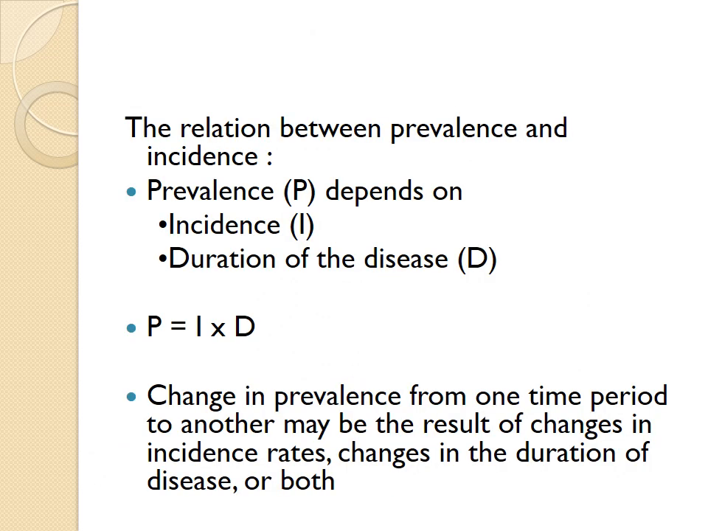The relation between prevalence and incidence can be given by a formula: P equals I into D. So prevalence will depend on incidence as well as duration of the disease, and change in prevalence from one time period to another may be the result of either change in incidence, change in the duration of disease, or both.